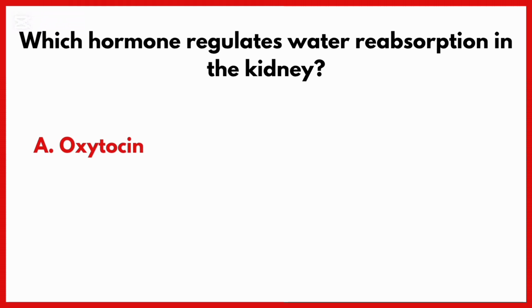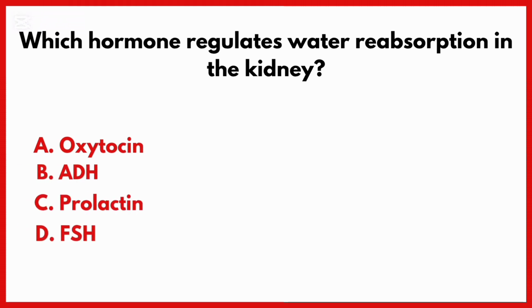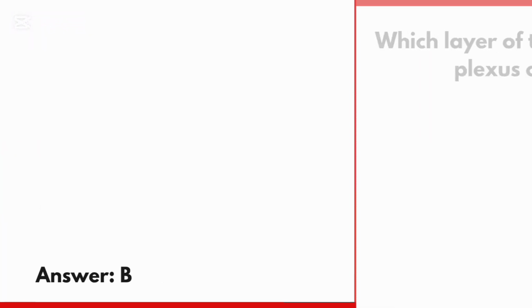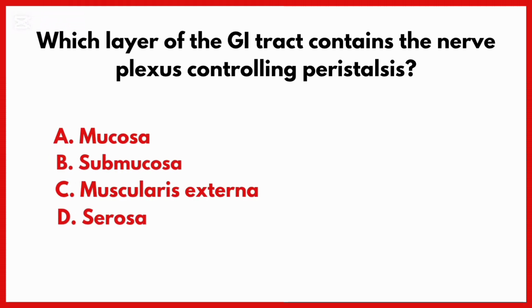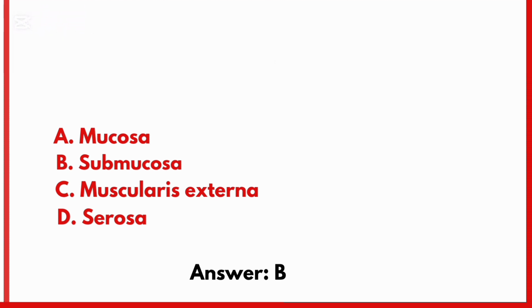Which hormone regulates water reabsorption in the kidney? Correct answer is option B, ADH. Which layer of the GI tract contains the nerve plexus controlling peristalsis? Correct answer is option B, submucosa.